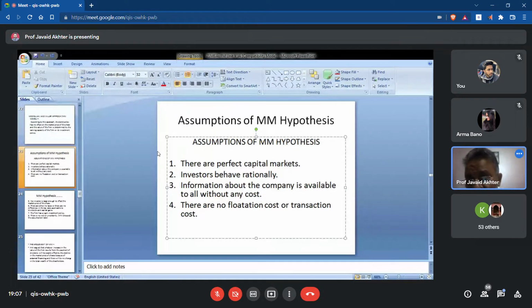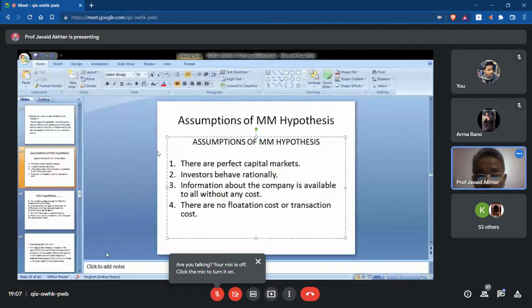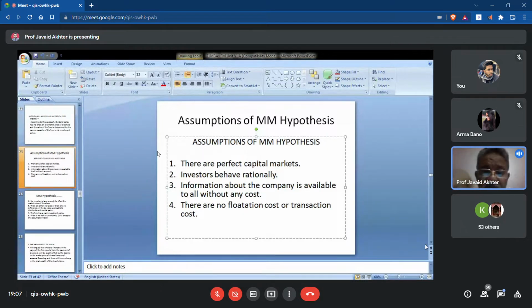Assumptions are self-explanatory. In case you need some clarification on the assumptions which are written on the slide, you can seek a clarification. Do you require any explanation on any of these 4 points, or are all these 4 points clear to you? Sir, the fourth point. Okay, the 4th point.